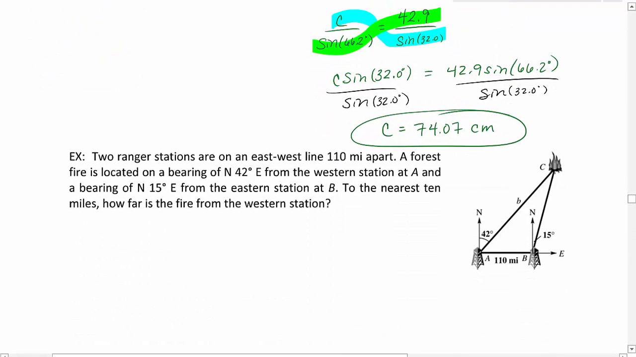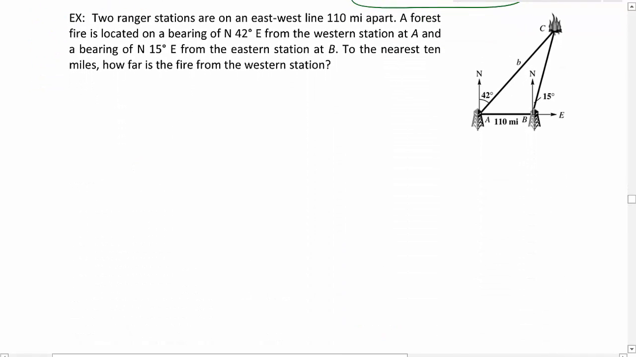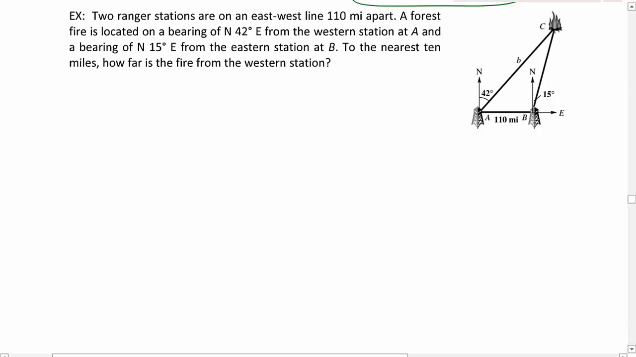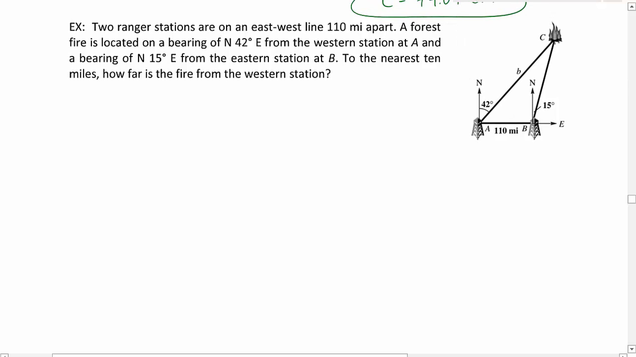Let's see how the law of sines can be used in an application problem. Two ranger stations are on an east-west line 110 miles apart. A forest fire is located on a bearing of north 42 degrees east from the western station, which they've labeled A, and a bearing of north 15 degrees east from the eastern station, which they've labeled B. To the nearest 10 miles, how far is the fire from the western station?